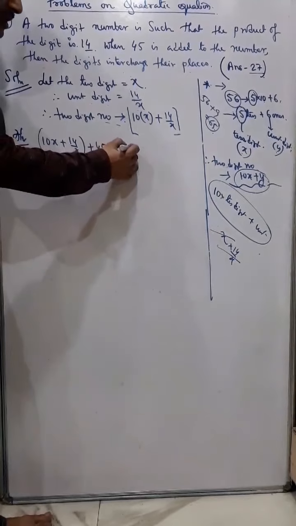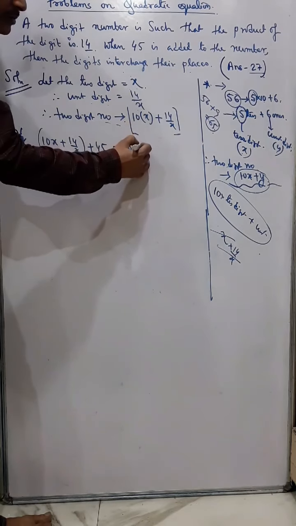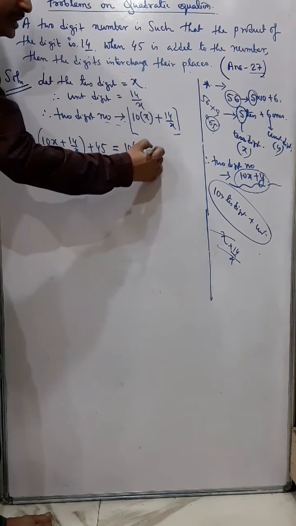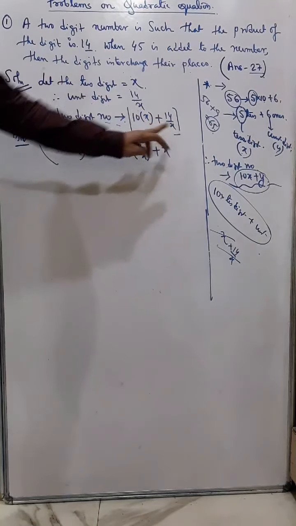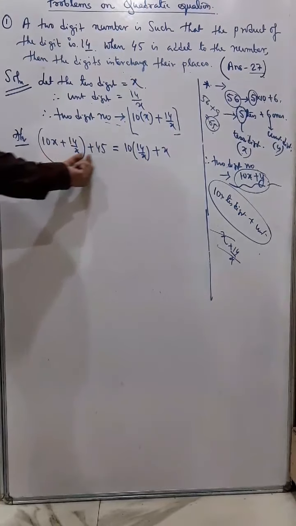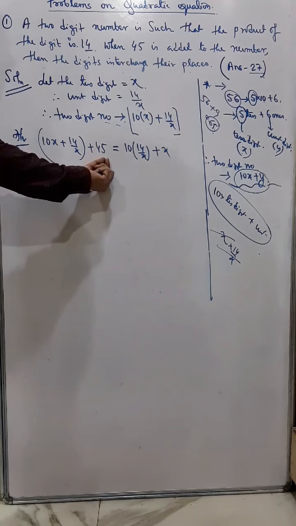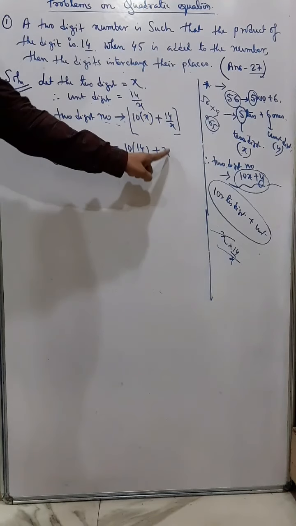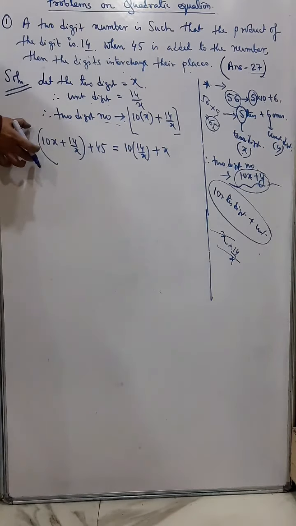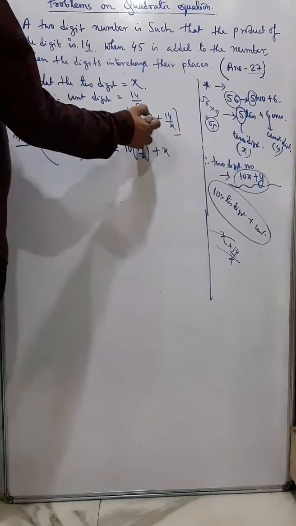Then the new number becomes 10 into 14 by x, plus x. You understand? Because in the original number, this is the tens digit and this is the unit digit, and when I add 45 to the original number, the unit digit becomes the tens digit and the tens digit becomes the unit digit. Now you have to simplify and solve this equation, find the value of x, and then put it back to get the number.